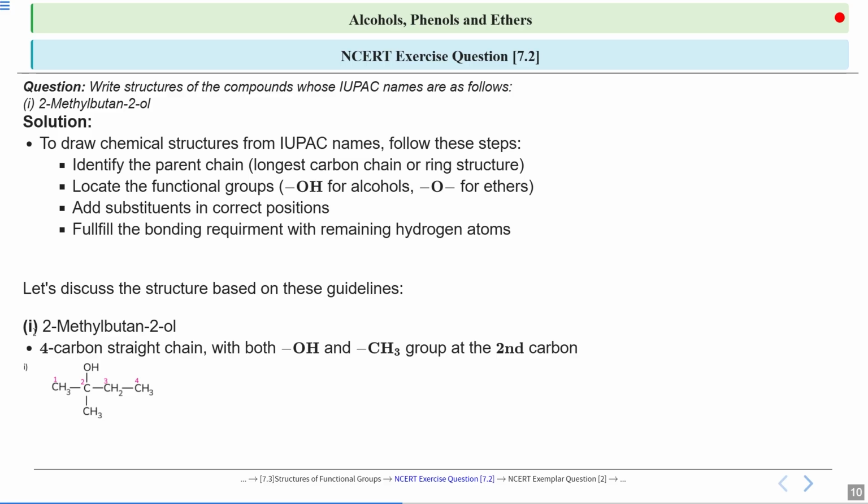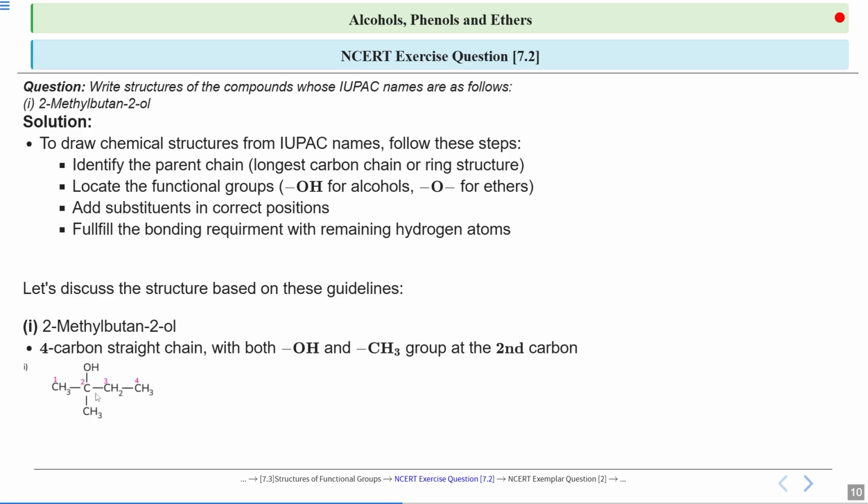For our first compound, 2-methyl-butane-2-ol, the 4-carbon straight chain with both hydroxyl and methyl group at the second carbon. By this name, you can say that at the second carbon, two substituents are present. First of all, the methyl group, and secondly, the alcohol group, that is OH. The word root is but. But is used for the 4-carbon chain. So we draw a 4-carbon parent chain.